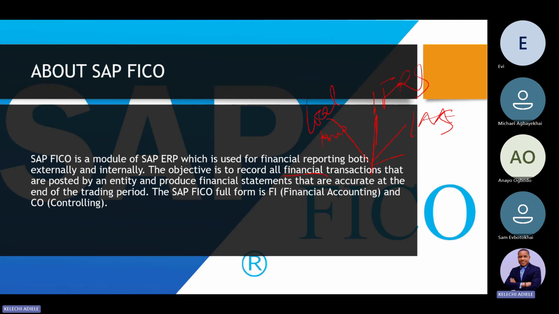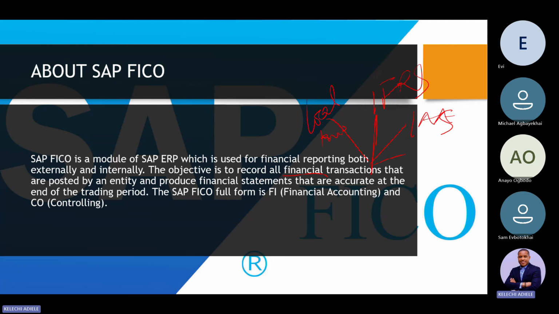FICO means financial accounting and controlling, which is the bedrock of functional modules. ABAP is the bedrock of technical modules. Finance is the foundation of functional modules. So whether it is sales and distribution, materials management, or project systems, all these modules must integrate with finance because finance is the foundation.